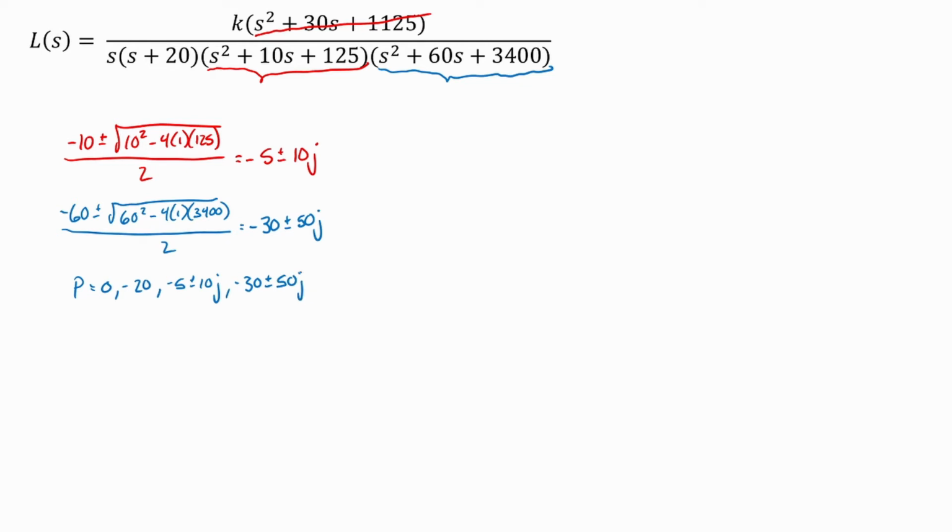As you remember from lecture 9, insignificant poles are poles that are 5 to 10 times greater than the smallest real value of the other poles. And that doesn't include 0, because 0 times 5 or 10 again is 0, so we don't include that. So our -5 plus or minus 10j would be the smallest pole with a real value.